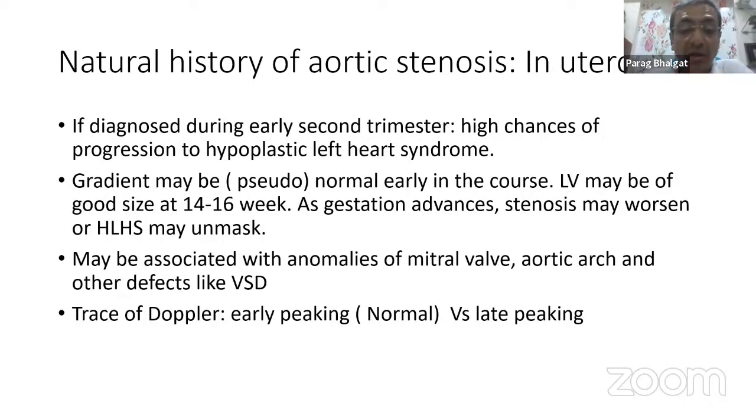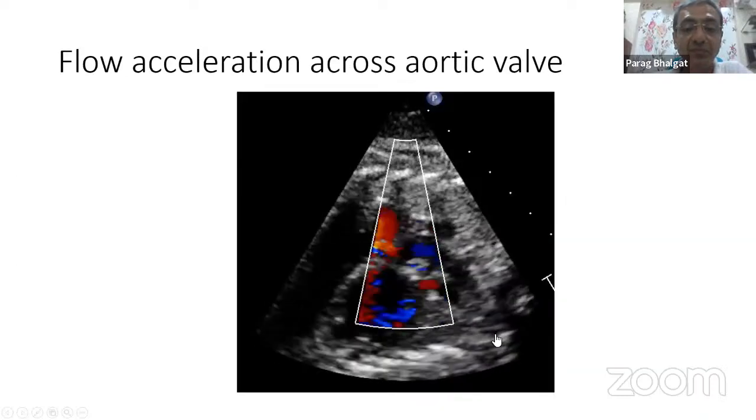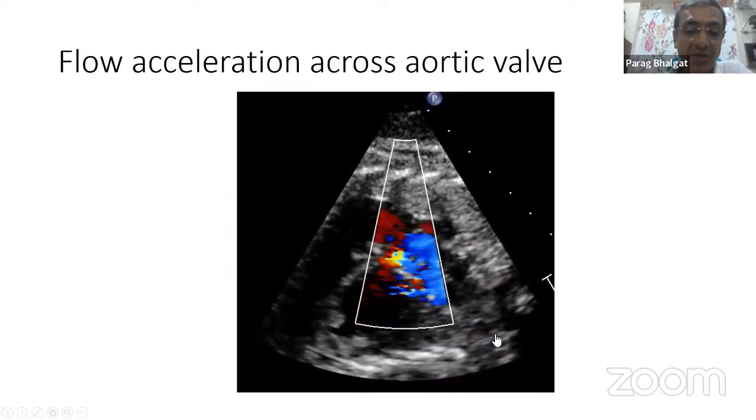There is a difference in the normal aortic valve Doppler as against the aortic stenosis Doppler. We'll understand that. This is a normal aortic valve Doppler. It is early peaking, as I have shown with these arrows.